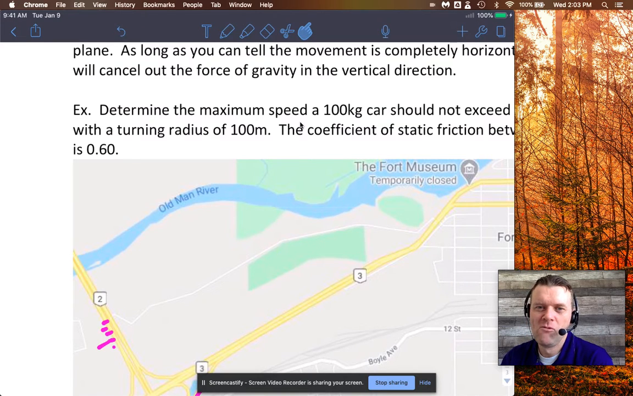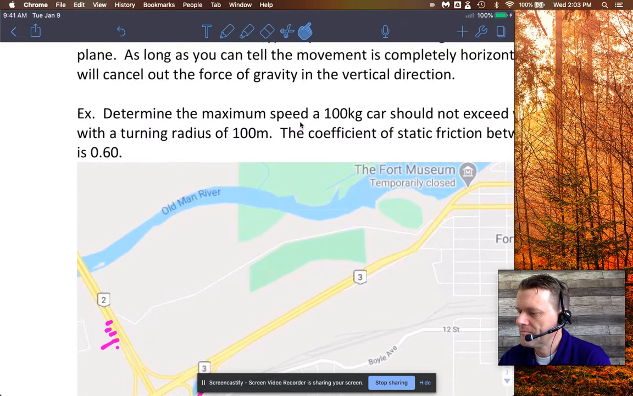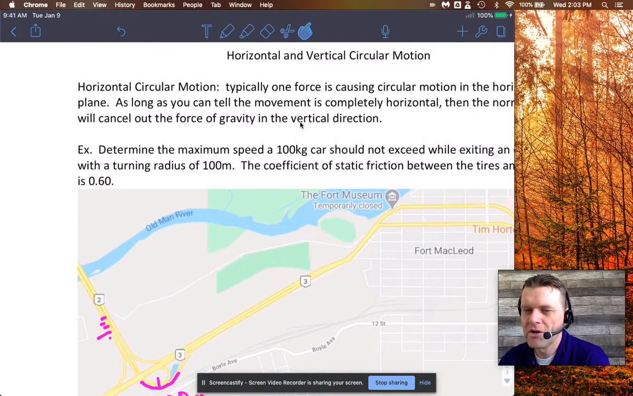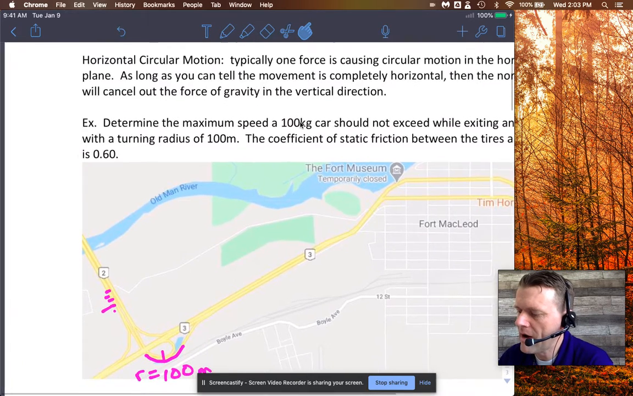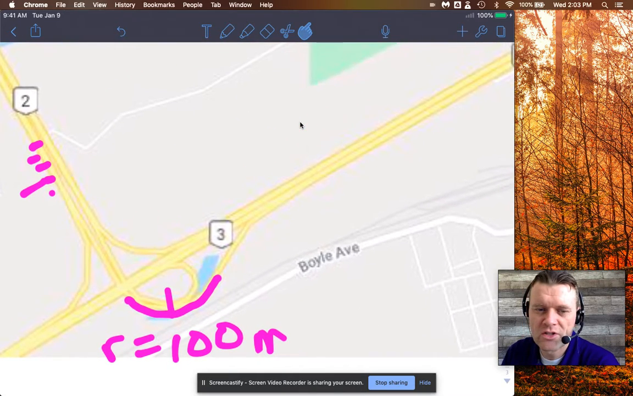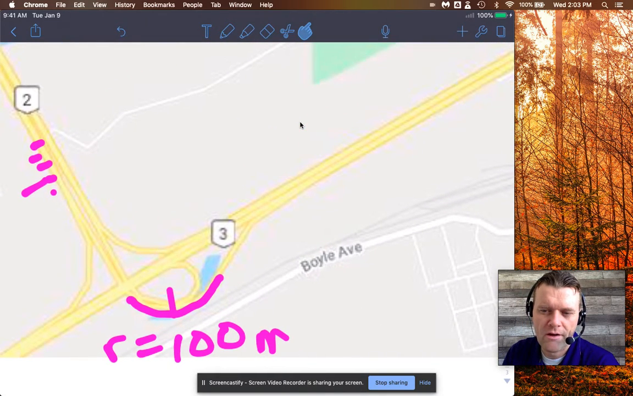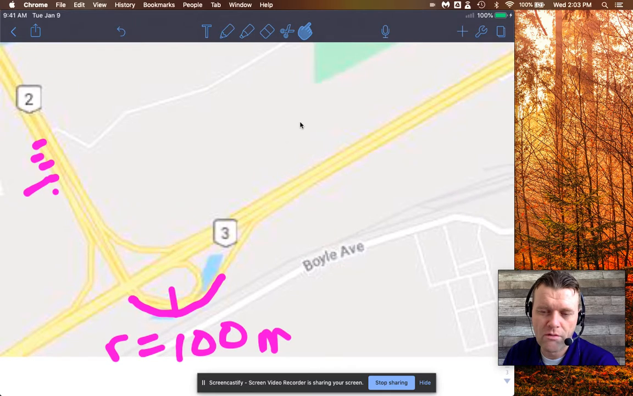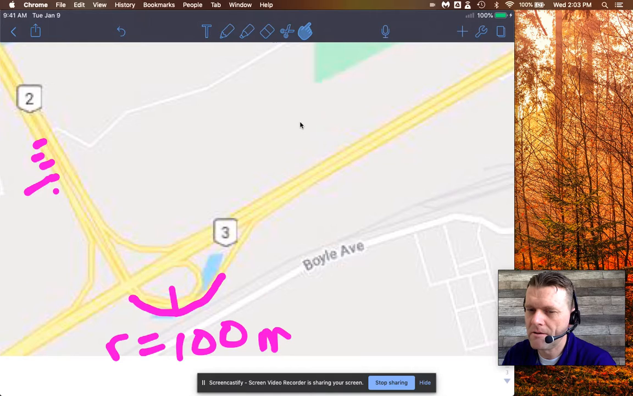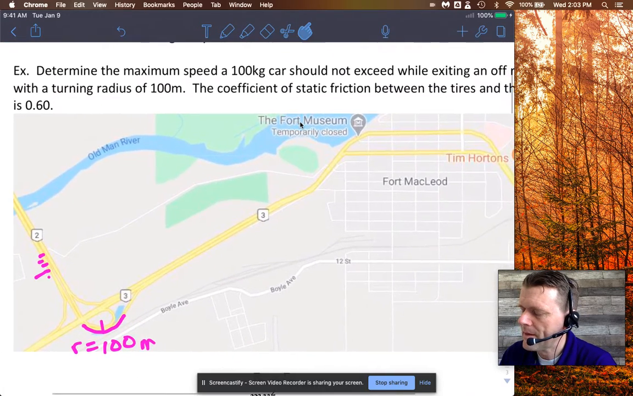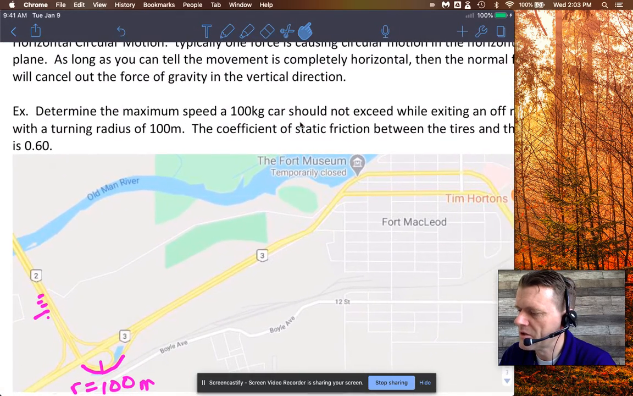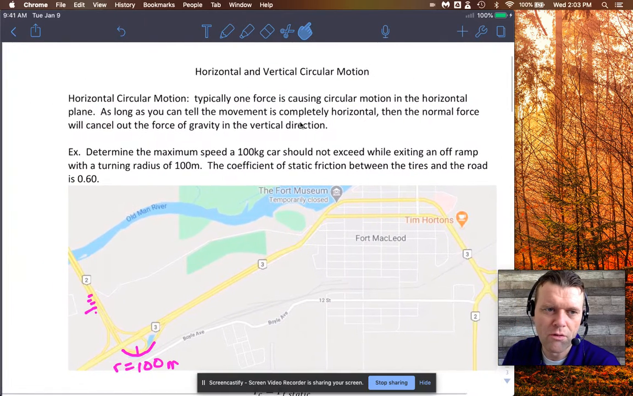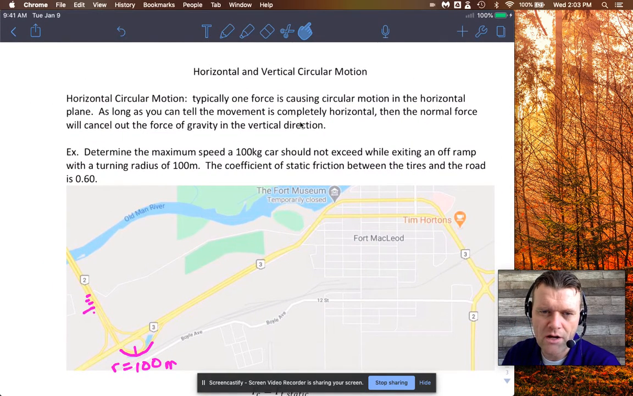Anyway, the car, I want to know the maximum speed it can go around this corner before static friction will no longer hold it to the road. So the tires are turning on the asphalt in this case, and if it goes too fast, then inertia will just carry it right off the road. Okay, so it gives me the turning radius, and it also tells me the coefficient of static friction is 0.6 between the tires and the road.